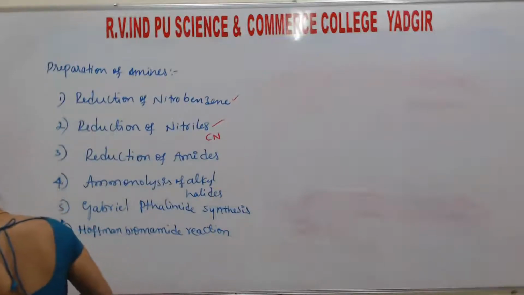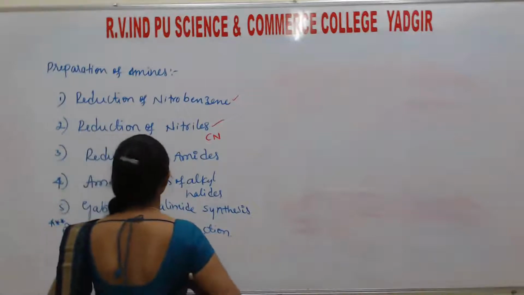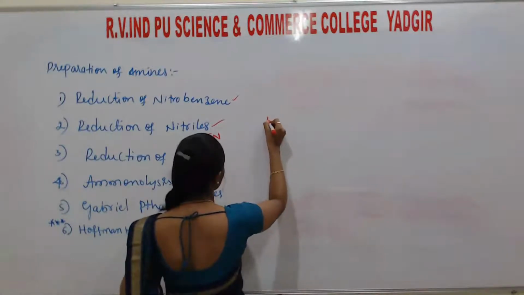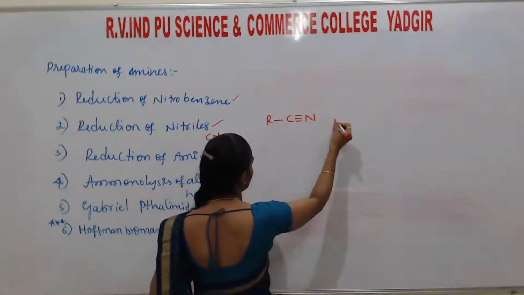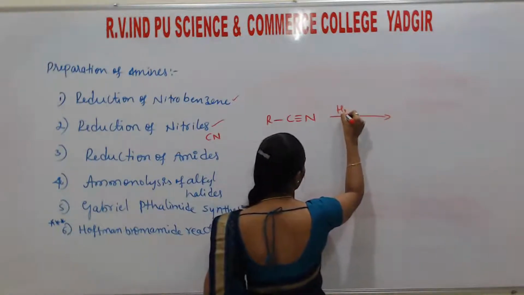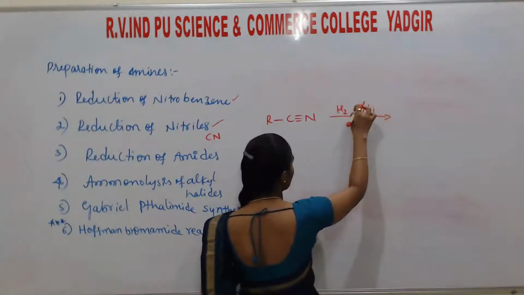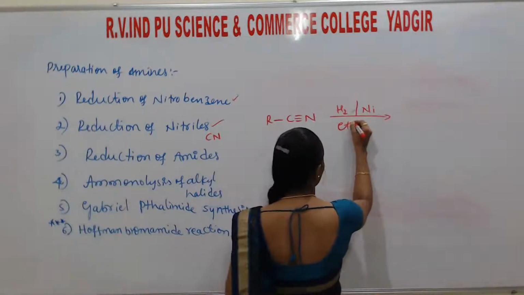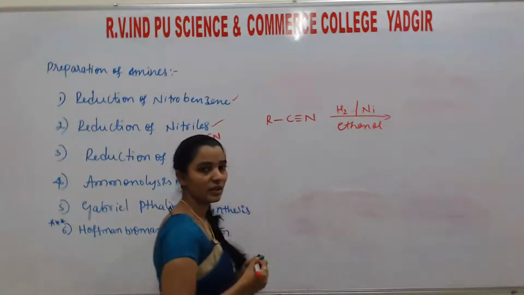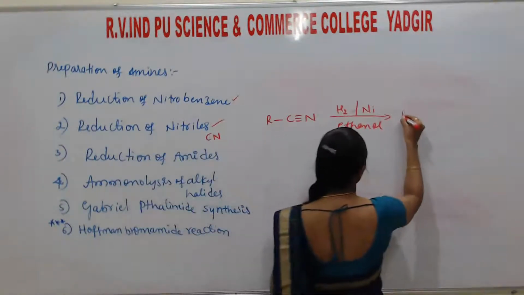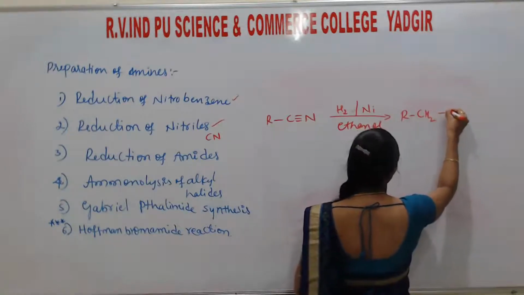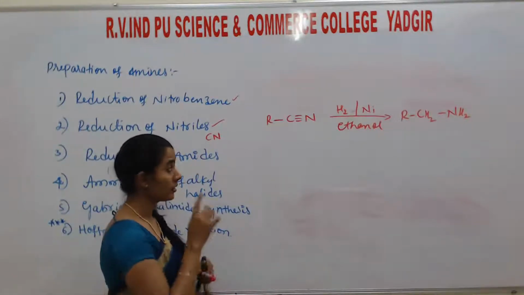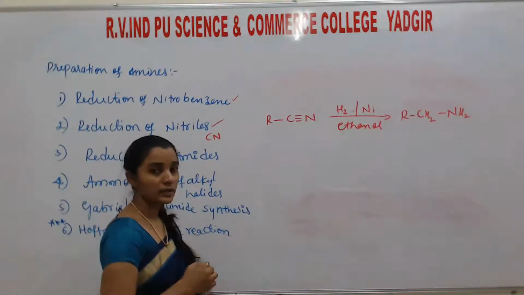Next one is for this reduction of nitriles. Another one is there, that is RC triple bond N compounds reduced in presence of hydrogen and nickel as the catalyst, by passing hydrogen with nickel as a catalyst and using ethanol as a solvent. This is another reaction. Okay. Then also what happens? It gives RCH2 single bond NH2. This is also another reaction which is given in NCERT.